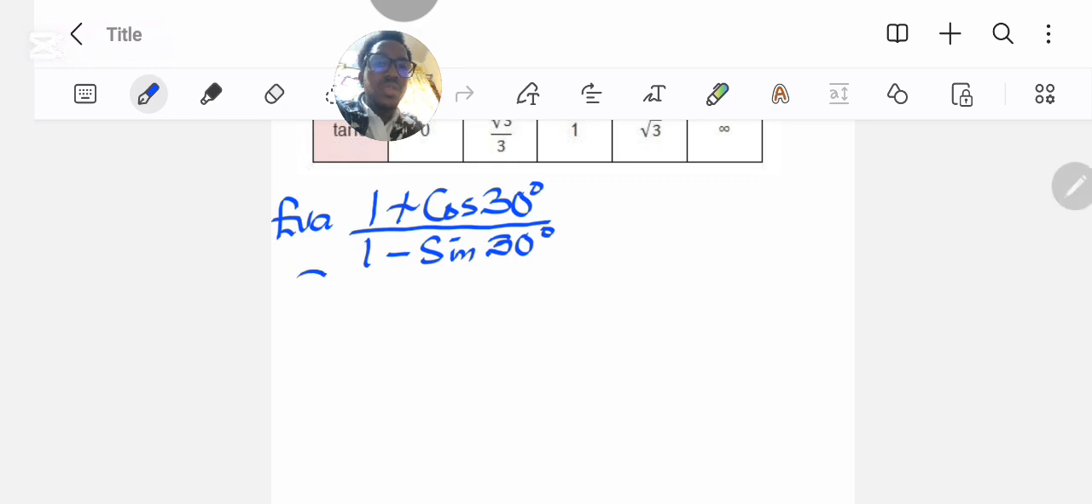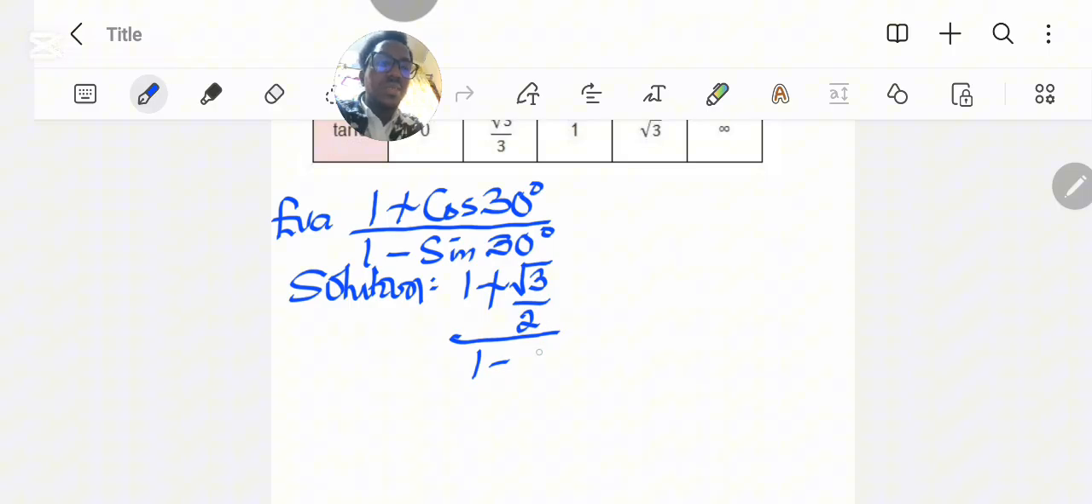So if we are going to solve this, we have 1 plus cos 30 degrees, which from the table is root 3 over 2, divided by 1 minus sine 30 degrees, which is 1 over 2. Let me attempt to do them individually. Let's deal with the numerator first. For the numerator, if you are going to find the LCM, this is the same as over 1.